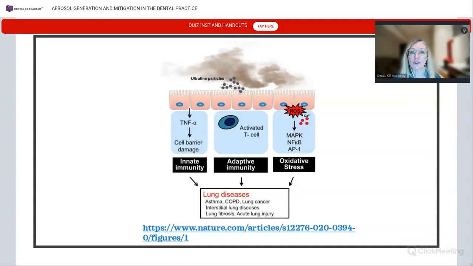Splatter and spatter are the same terms, and they're used interchangeably in the literature.